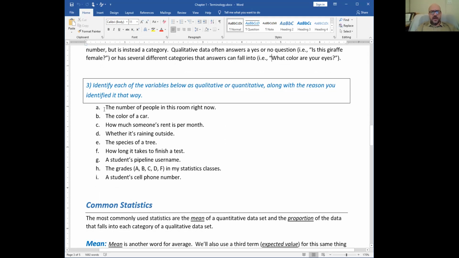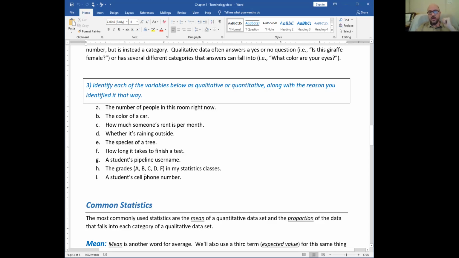So I want to identify each of these as qualitative or quantitative. So I'm just going to go through them fairly quickly. Number of people in this room right now, pretty clearly a number. That's quantitative. The color of a car, clearly not a number, so it's qualitative. How much someone's rent is per month, definitely a number, that's quantitative. Whether it's raining outside, that's yes or no, so it's qualitative. The species of a tree, definitely not a number, that's qualitative. How long it takes to finish a test, that's a number, it's a length of time, so it's quantitative.